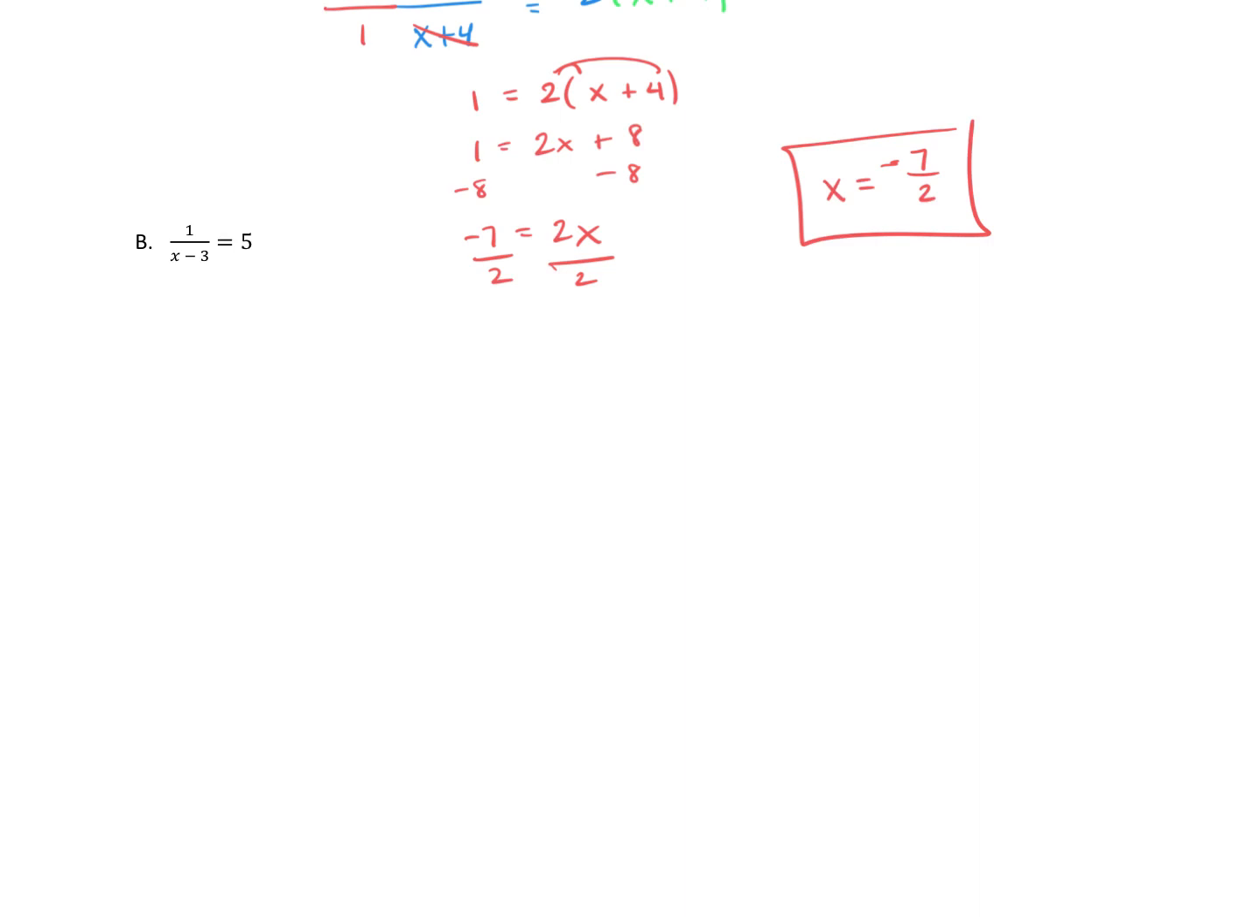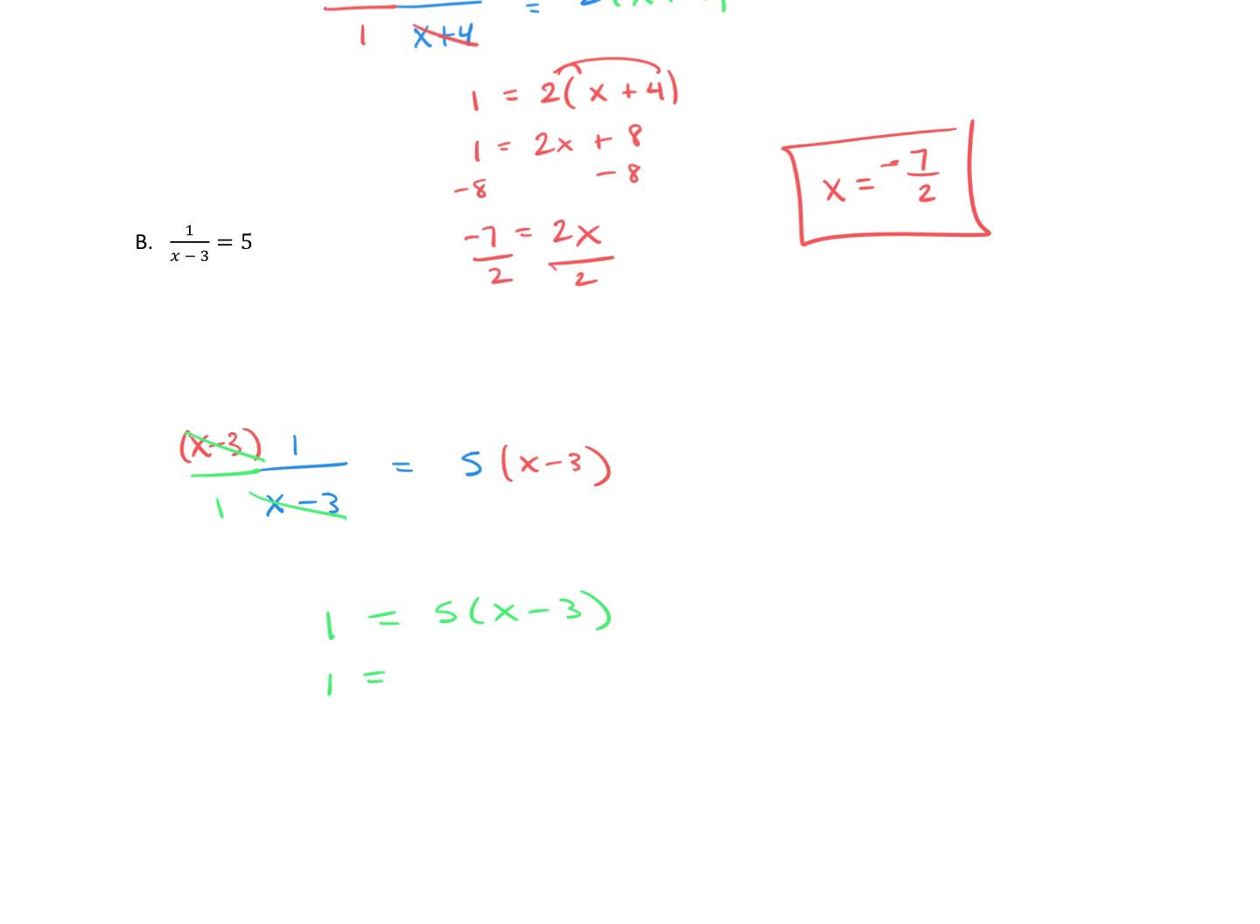All right, so part B, same idea. I'm going to rewrite the equation, just want more space. 1 over x minus 3 equals 5. We have an equation with fractions, so let's get rid of our fractions by multiplying every term by the denominator. Our denominator is x minus 3, so we're going to multiply this term by x minus 3. We'll multiply that term by x minus 3. Because this is over 1, the x minus 3's will cancel, leaving you with 1 equals 5 times x minus 3, and then we solve this equation.